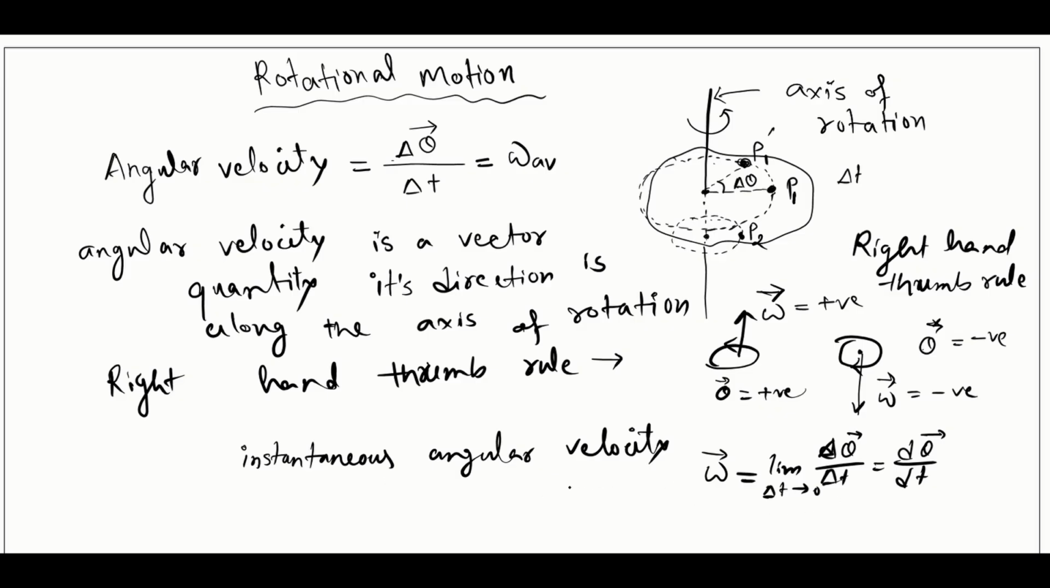So instantaneous angular velocity will be found as d theta by dt. Theta is the angle covered in some time. So if delta t tends to 0, that means for an instant, the average angular velocity will be the instantaneous angular velocity. If angular velocity is constant, then it is called uniform rotational motion. If it is different, it is called non-uniform rotational motion.